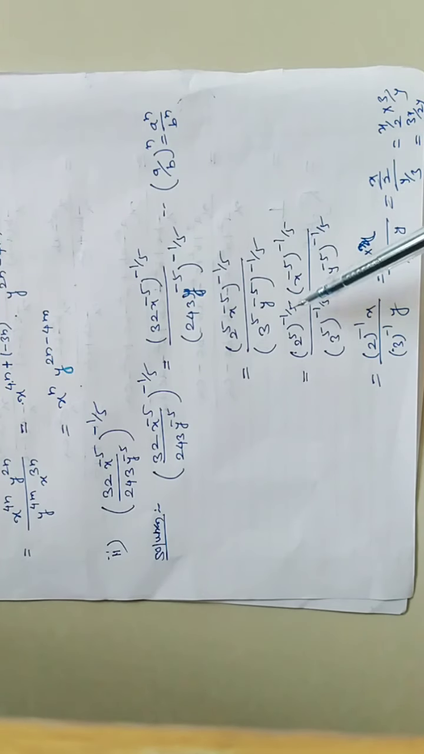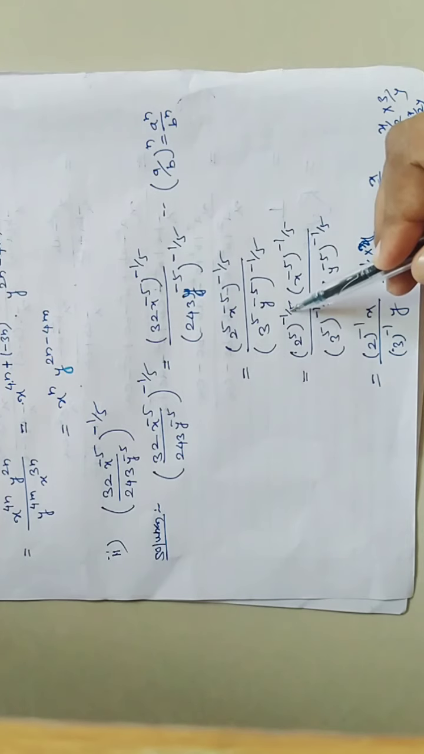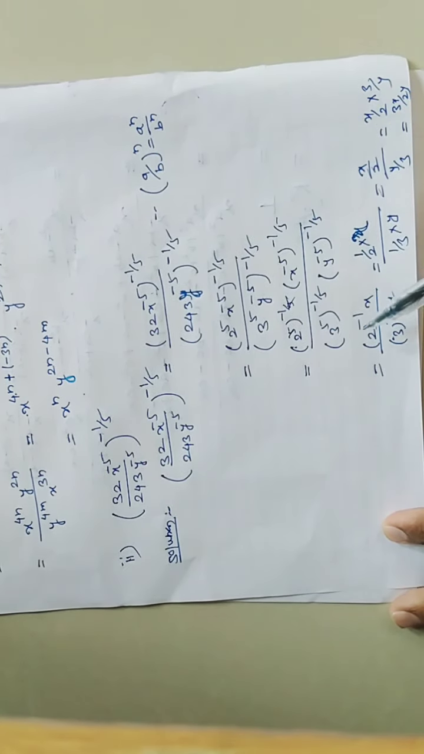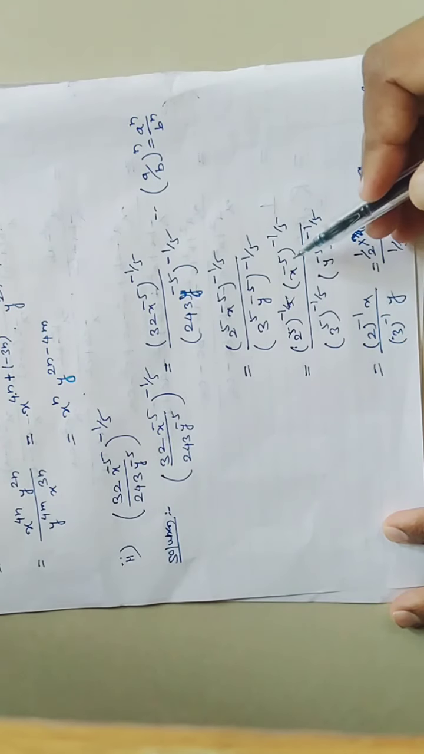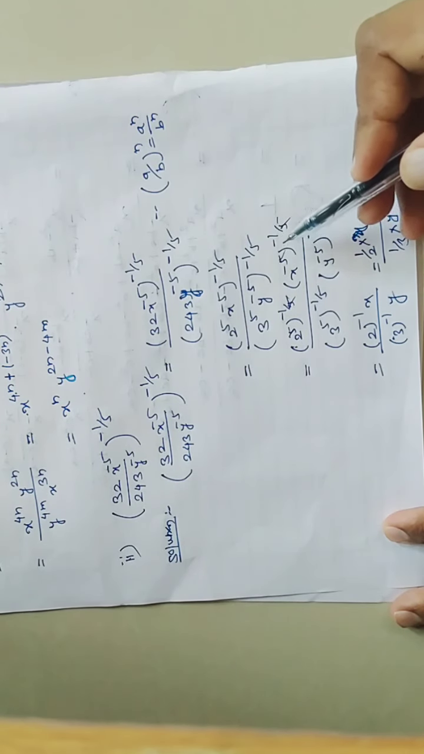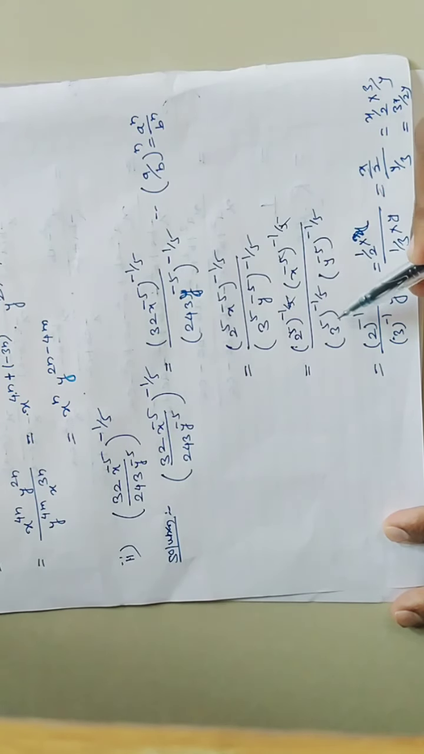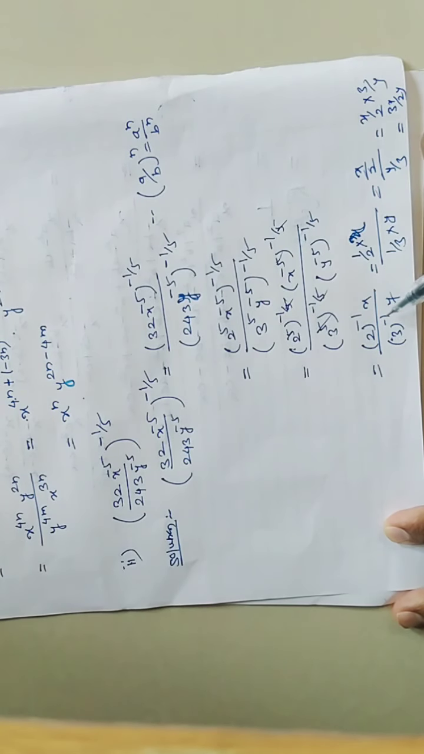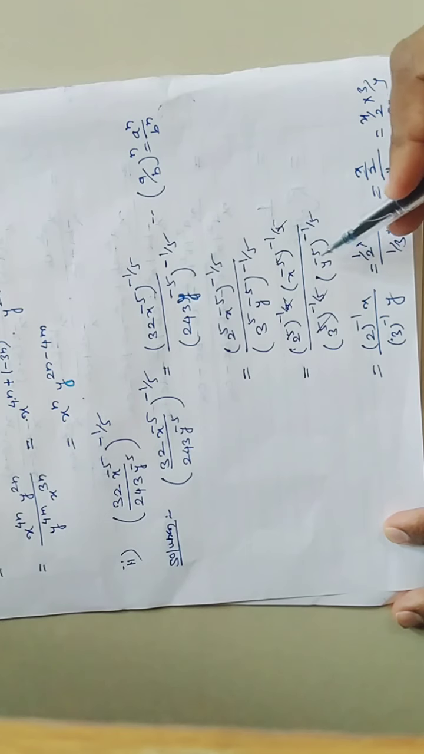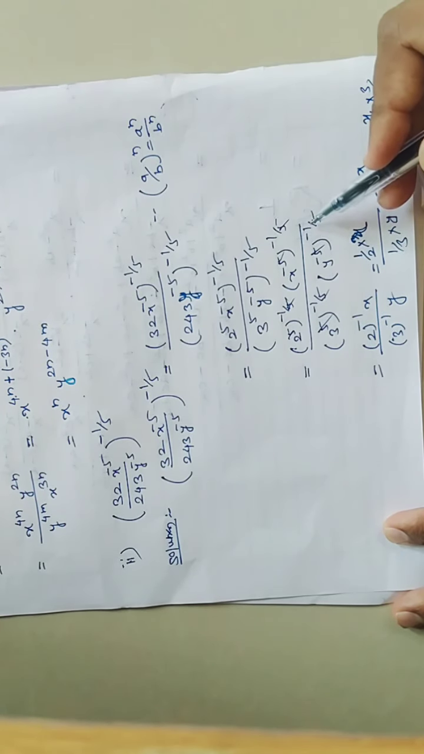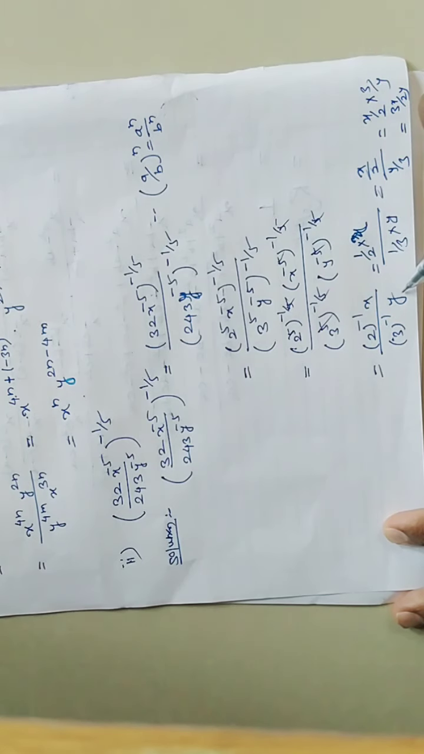Now see, this 5 cancels, so 2 raised to minus 1; then this minus 5 multiplied with minus 1 is plus 1, so x as it is. 3 raised to 5, this 5 cancels, 3 raised to the power minus 1; then minus 5 multiplied with minus 1 is plus 1, so y as it is.